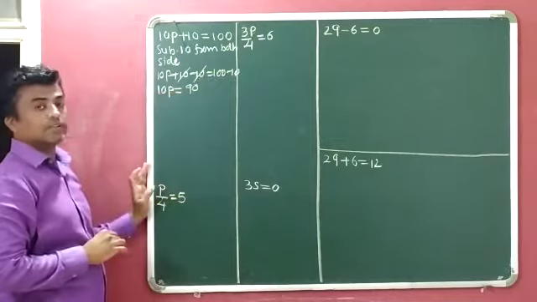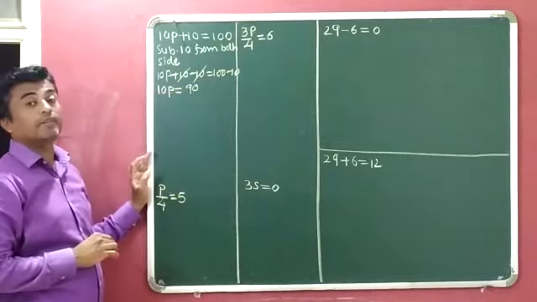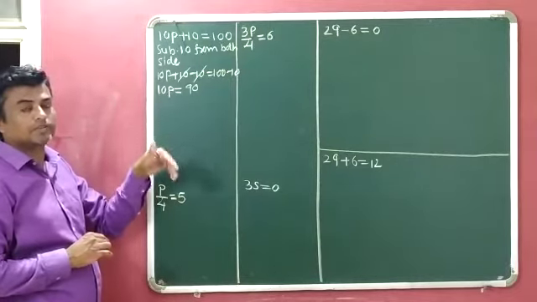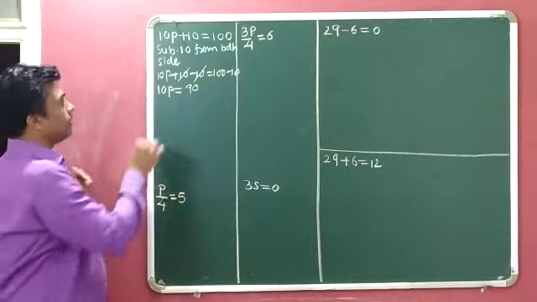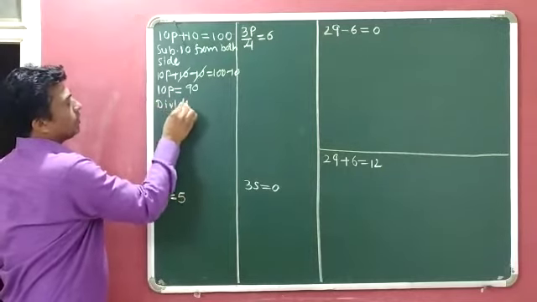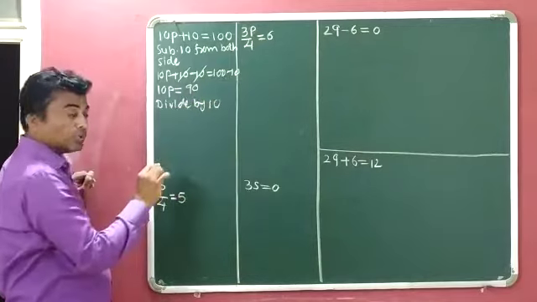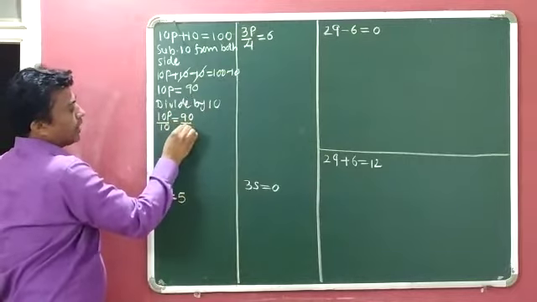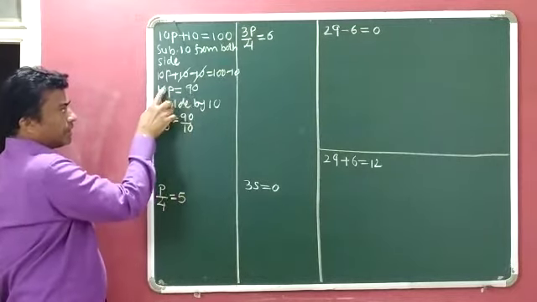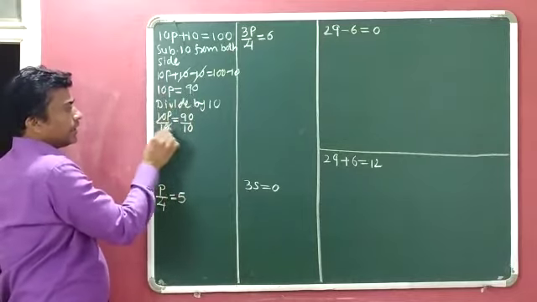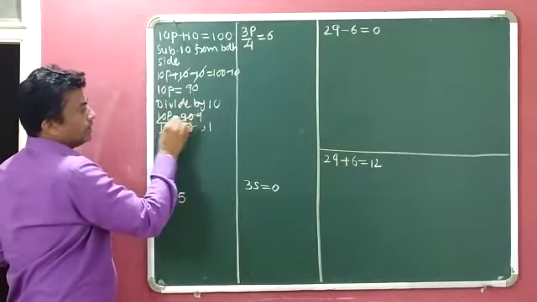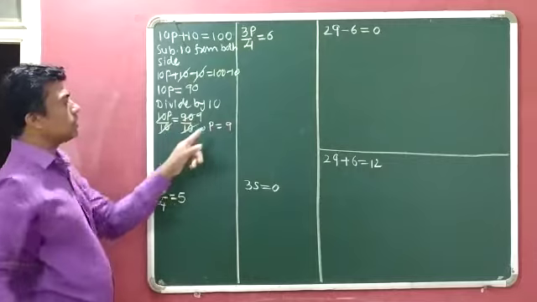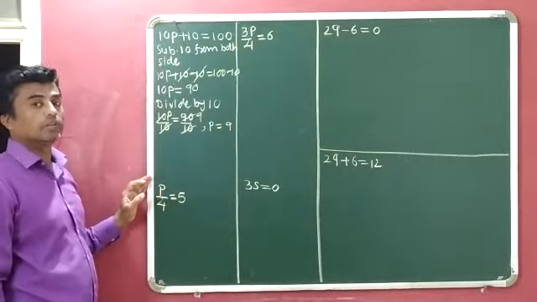Now the relation between 10 and p is multiplication, so we can divide by 10. Why can we divide by 10? Because the relation between 10 and p is multiplication. So we divide by 10 on both sides: 10p divided by 10 is equal to 90 divided by 10. The 10 and 10 cancel, and 10 nines are 90. This means p is equal to 9. So p is equal to 9 is the solution of the given equation.